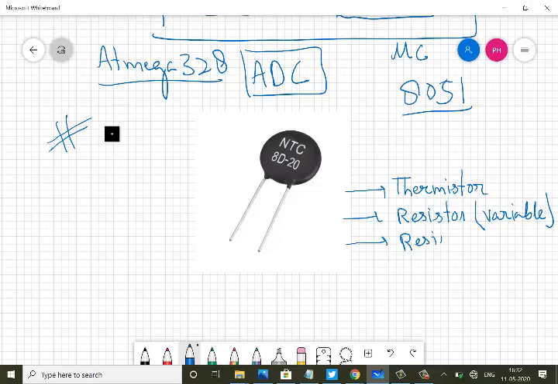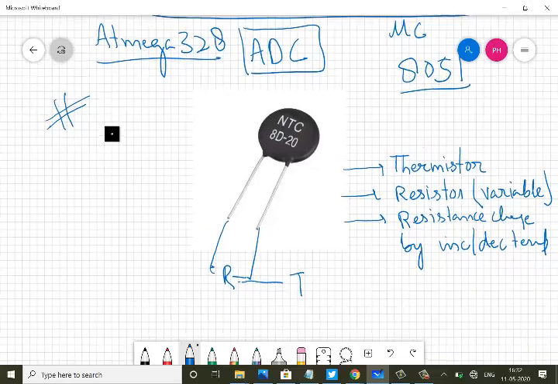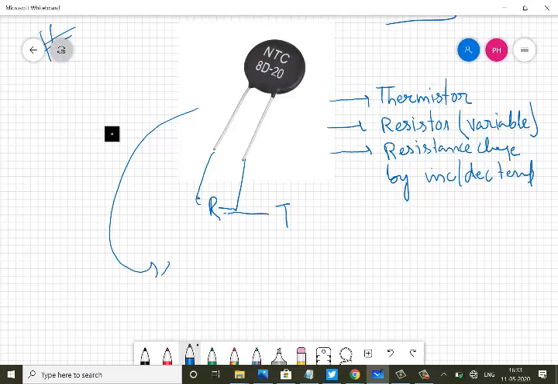Resistance changes by increasing or decreasing the temperature. So its output resistance here is actually a function of temperature. So this is a sensor. What does this sensor do? It converts a physical quantity, that's temperature, into an electrical quantity, that is change in resistance.